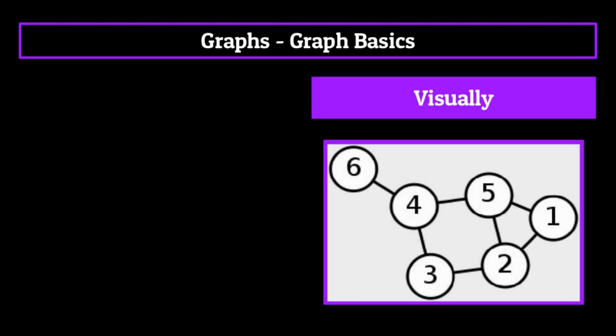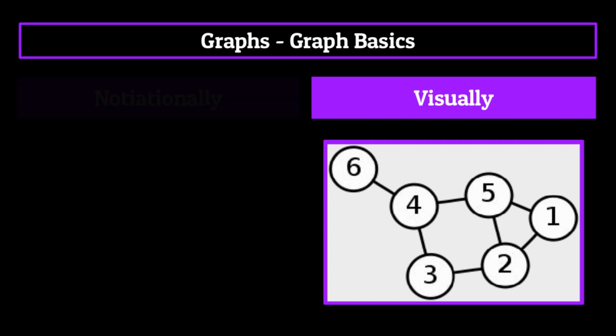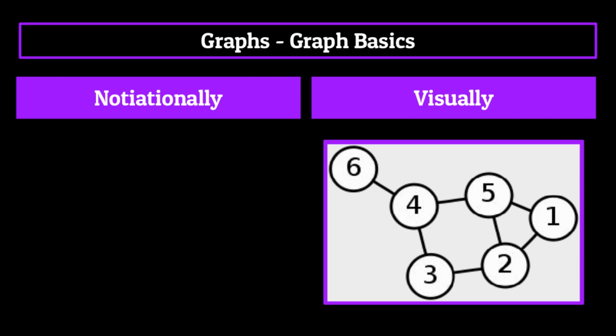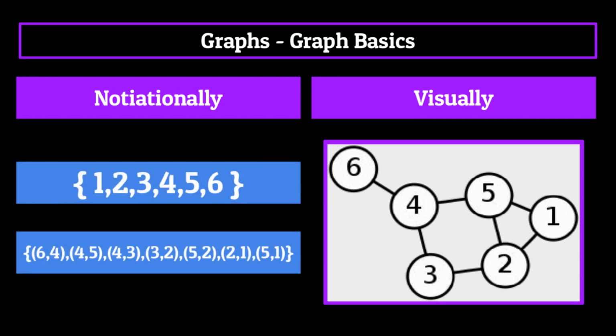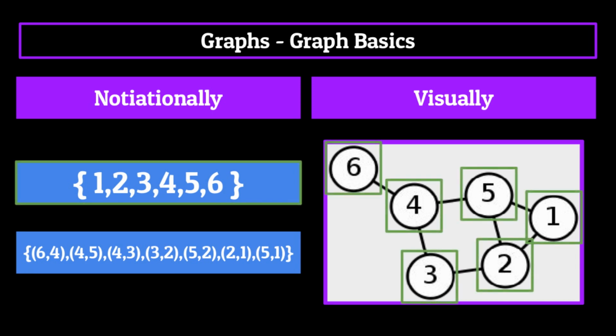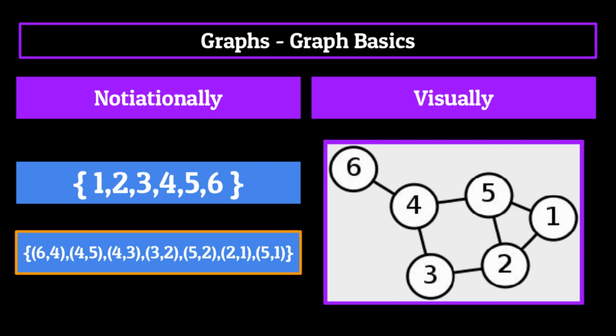We represent graphs visually like this a lot because it makes it way easier to comprehend, but notationally wise, a graph actually looks like this, which is much harder to comprehend. So let's break it down. First, we have the vertices set, which contains a comma-separated list of all vertices within the graph. That's the simple part. Each comma-separated value simply represents a node within the graph. Then we have the edge set, which is a little bit more complicated.